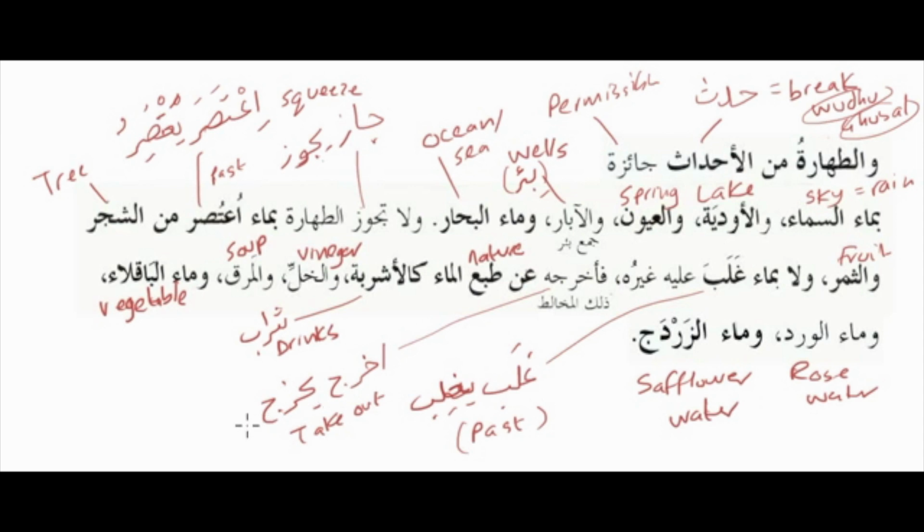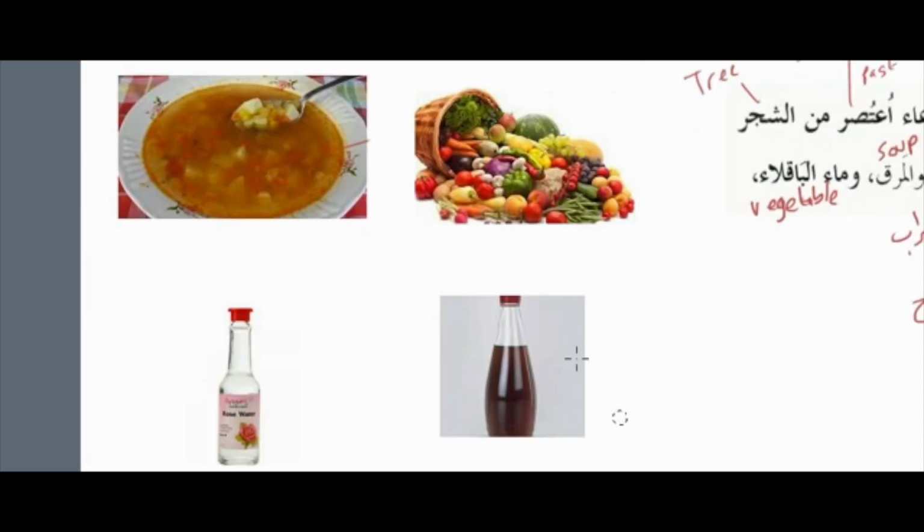Now what are all these things? I'll give you a few pictures of these so you can recognize them. So here we have vegetables, this is the baqilla. Here we have the soup, the maraq. Here we have vinegar.